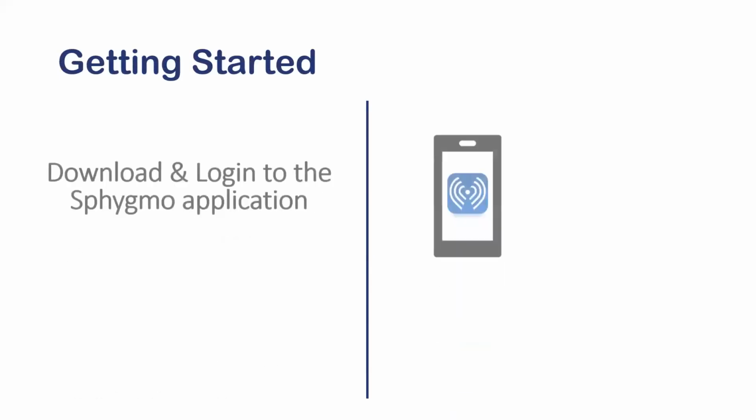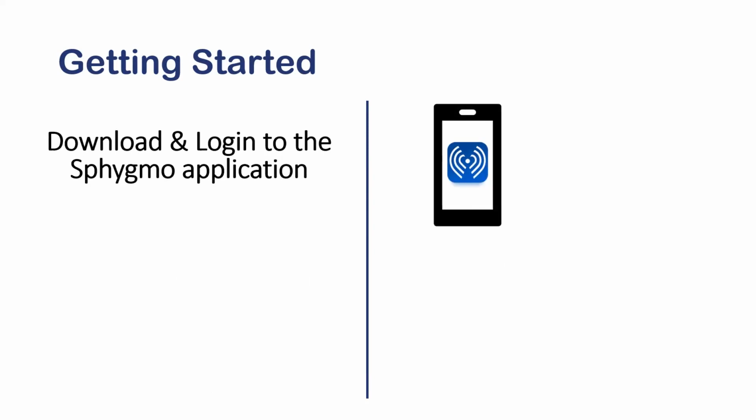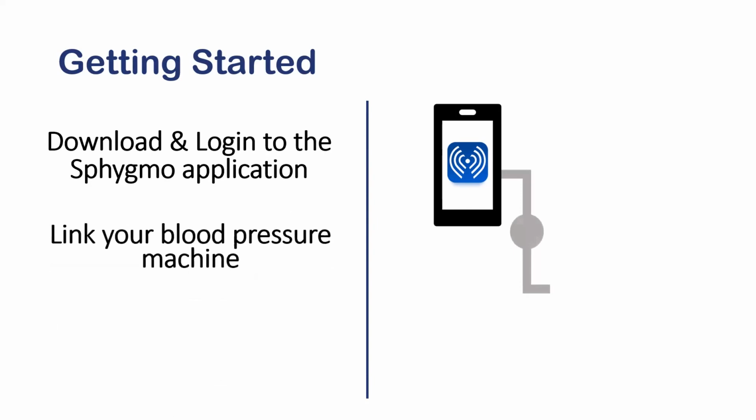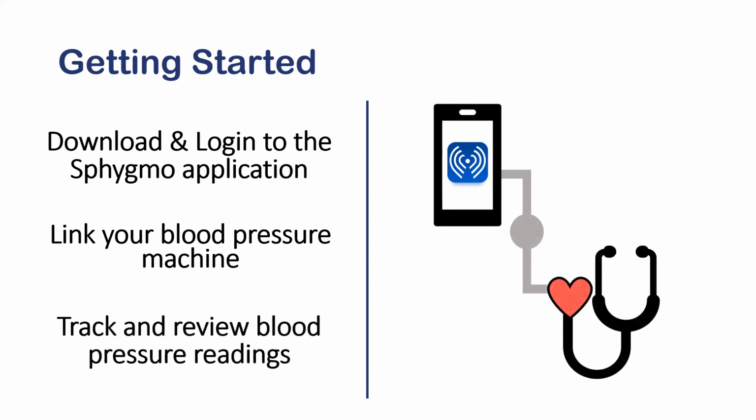In this video, I will walk you through downloading and logging into the Sphygmo application on your phone. We will go over how to connect your blood pressure machine to the Sphygmo app on your phone so it's easy to keep track of and record your blood pressures. And lastly, we will go over how to use the blood pressure machine to check your blood pressures and how to use the Sphygmo app to look at your blood pressure readings.